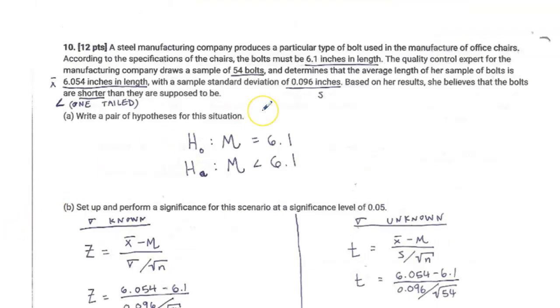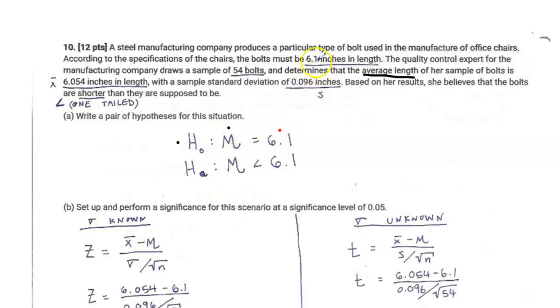Last but not least, let's talk about the significance test. Remember that I talked about significance tests in that slideshow. The first thing we're going to do is try to write a pair of hypotheses for the situation. The null hypothesis always talks about a parameter. Here we're talking about mean length of bolts, right? The average length is the same as the mean length. So mean is mu. We're not going to use X bar because this is always going to be a population parameter, not a sample statistic.